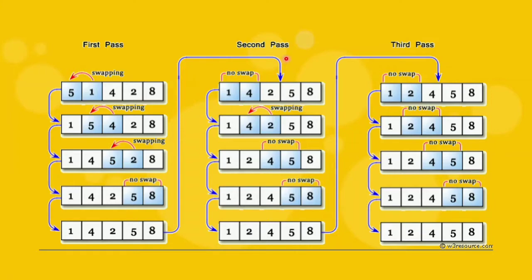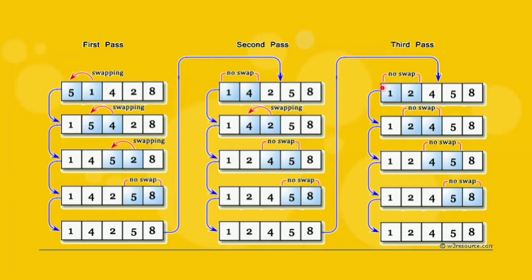In the second pass, as we already know our end values are sorted, we will go only from the beginning to the value before 8, so till 5. We will first compare 1 and 4, no swap is needed. Then 4 and 2, so yes, swapping is needed. Then 4 and 5, again no swapping is needed and we are done. So till this point our 5 and 8 are sorted. We are just left with 1, 2 and 4.